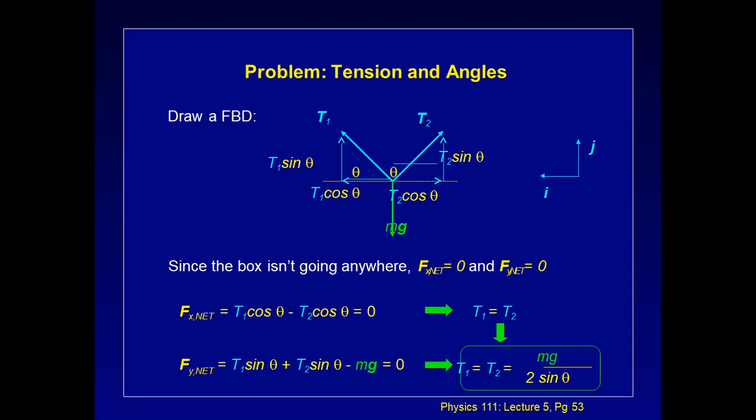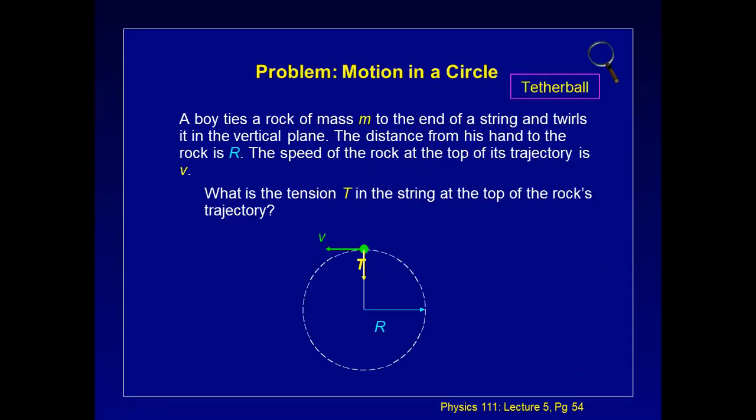So T1 cosine theta minus T2 cosine theta gives us 0. And then for the vertical component, we have T1 sine theta plus T2 sine theta minus the weight of the block, mg, equal to 0. This gives us T1 is equal to T2, equal to mg all over 2 sine of theta.